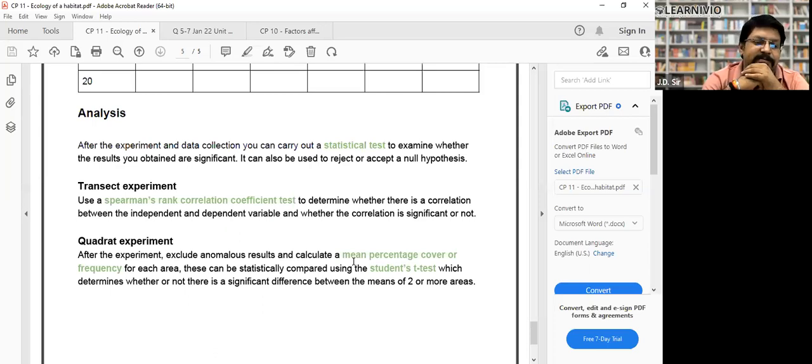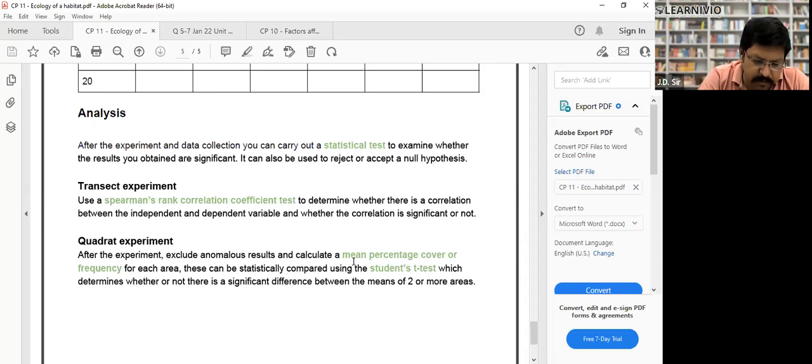By the way, I don't think that you are going to do this experiment in the field. No, we are actually going to write about it. Exactly. So it is better to take the data from somewhere, from some previous year questions, right? Or some book, you must have some practical book at any bookshop and all that.